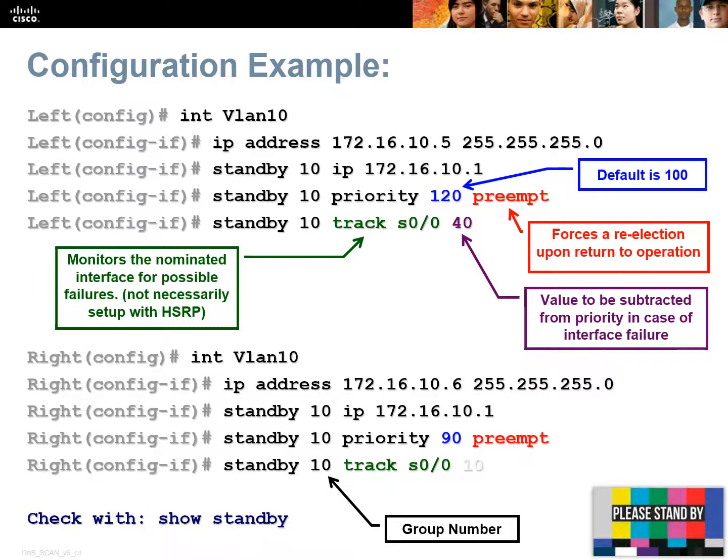VLAN 10, group 10, VLAN 20, group 20, VLAN 50, group 50. The only drawback is your group numbers have to stop at 255. So if you've got VLAN 500, then you might have to be a bit more creative with your group numbers.